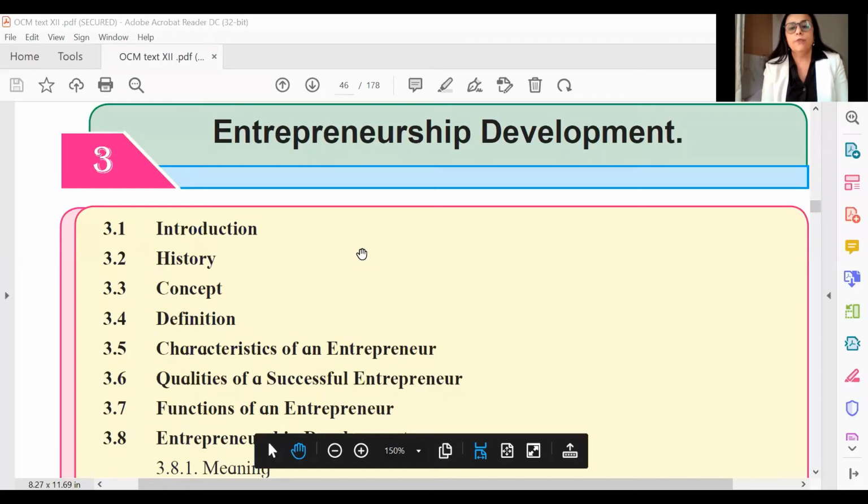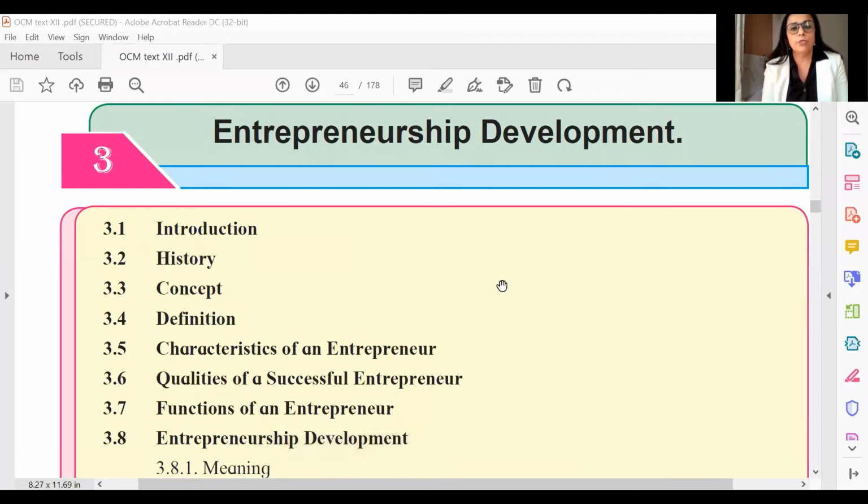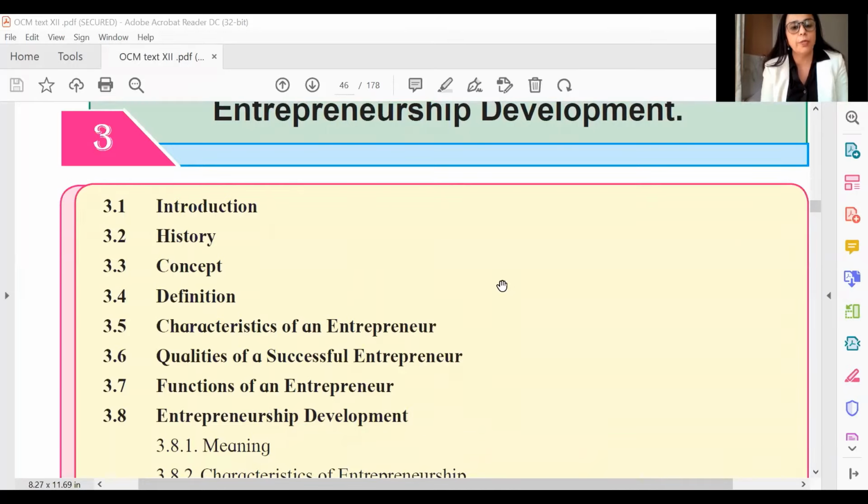We have already discussed the objectives of the first three chapters, and we'll now be moving ahead with the objectives of the third chapter. The name of the chapter is Entrepreneurship Development. So I'll share my screen with you. The topics we have in your textbook include the following.